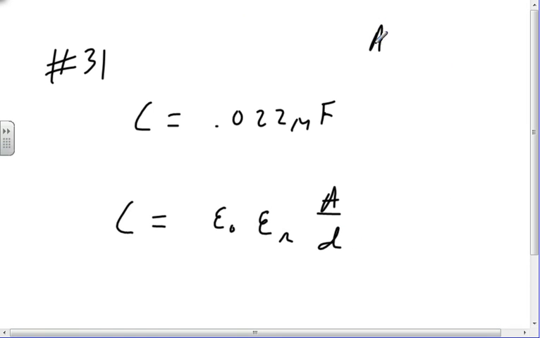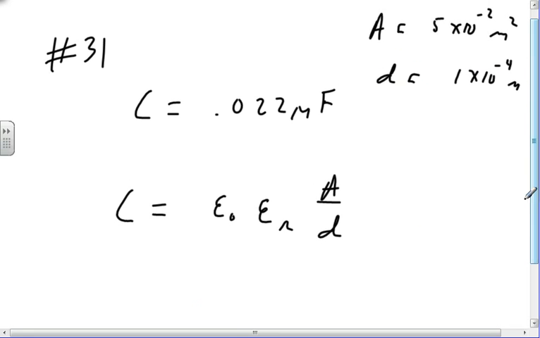We also know from our picture that area is 5 times 10 to the minus 2 meters squared. And we also know that we have to be in meters, and that my distance between the plates is 1 times 10 to the minus 4 meters. Okay, so we're going to put everything into this equation.